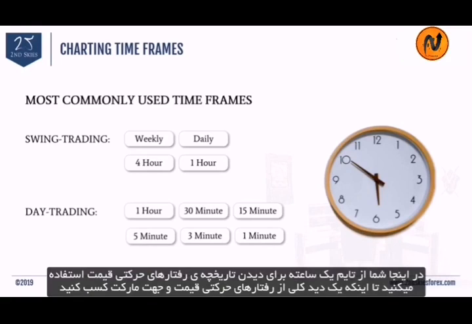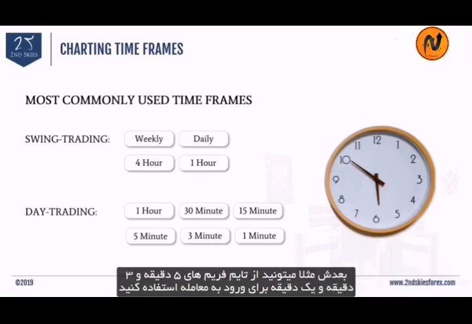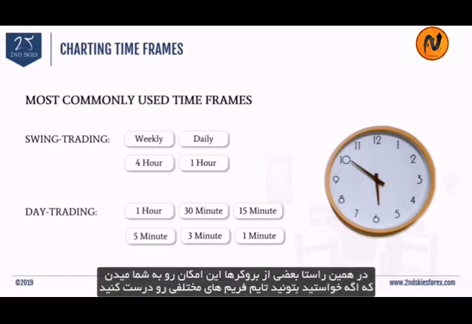Where you would use, for example, the 1-hour chart for more historical context to establish the overall price action context and the direction. And then you would use, for example, the 5, 3, or 1-minute chart to initiate an intraday trade.